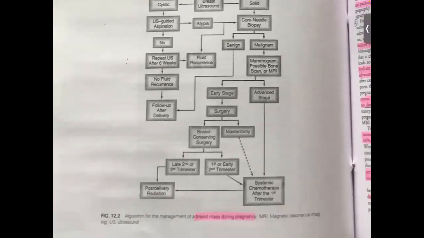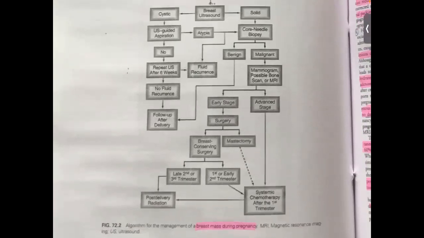After diagnosing, we have to check whether it is early stage or late stage. Early stage, stage 1, stage 2, is the first scenario we saw. We should do surgery, breast conserving surgery or mastectomy. If it is in the late second or third trimester, we should give post-delivery radiation. If it is first or early second trimester, we have to give chemotherapy after the first trimester. Advanced disease is the same: we have to give chemotherapy in the second trimester.